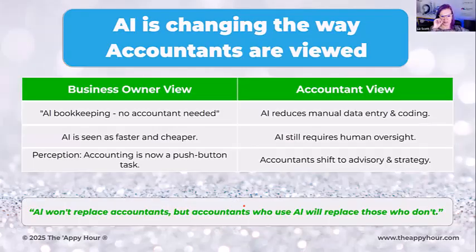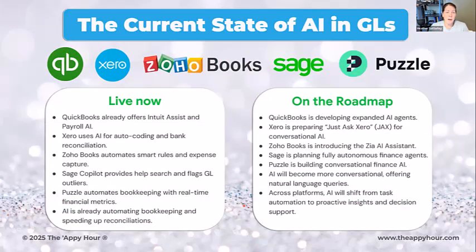So let's go through some of these. Can you go back? I wanted to go through them. I'm sure you read them while we were talking, but if you didn't, we've got Intuit's system and payroll AI in QuickBooks already. Xero is using AI for auto coding and bank reconciliation.